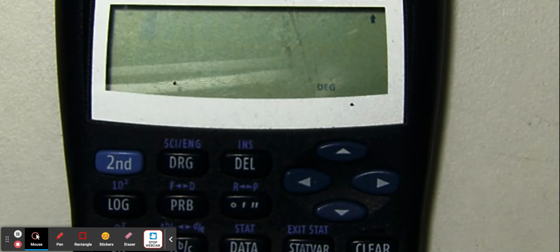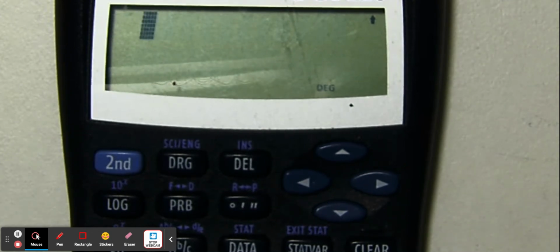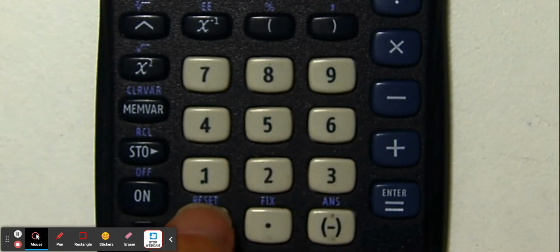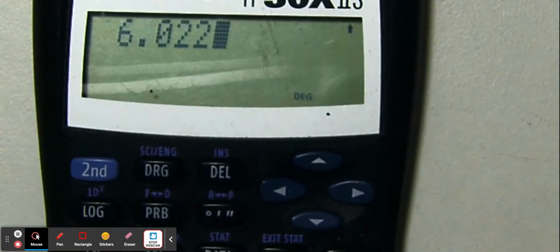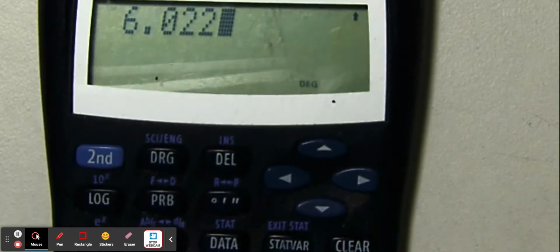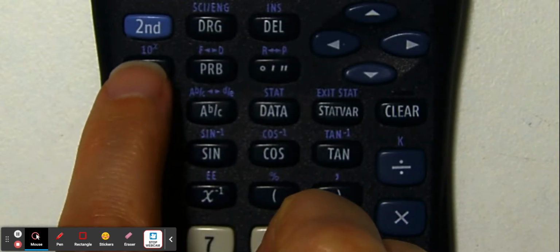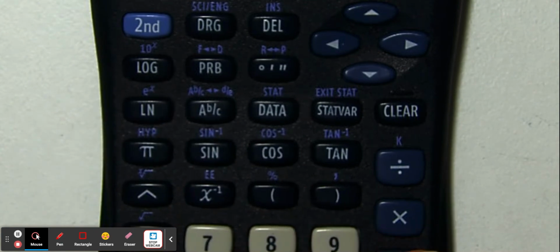If I want to put in Avogadro's number, 6.022 times 10 to the 23rd, I'm going to first put in the numbers for 6.022. So I'm going to put in 6.022, and I have that 6.022. Now I want to put in my times 10 to the 23rd. I'm not going to type times 10, and I'm not going to use this button here, 10 to the x. I'm not going to use that.